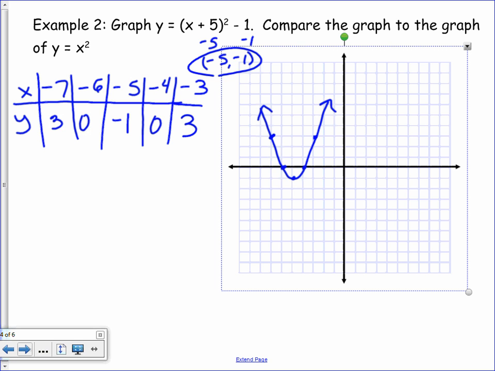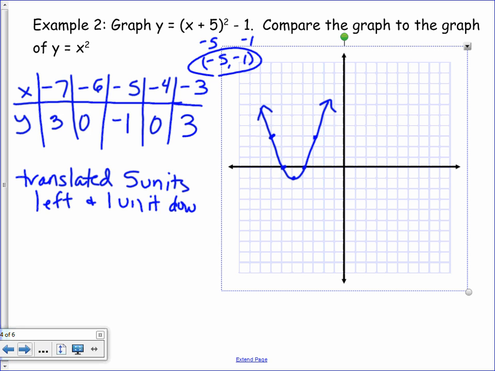Okay, with your vertex, now comparing this, our h value was less than 0 because it was -5. So we translated 5 units to the left, and we also shifted 1 unit down. So we translated 5 units left and 1 unit down from the graph of y equals x squared. If that had been a +1 at the end, then we would have translated 1 unit up.